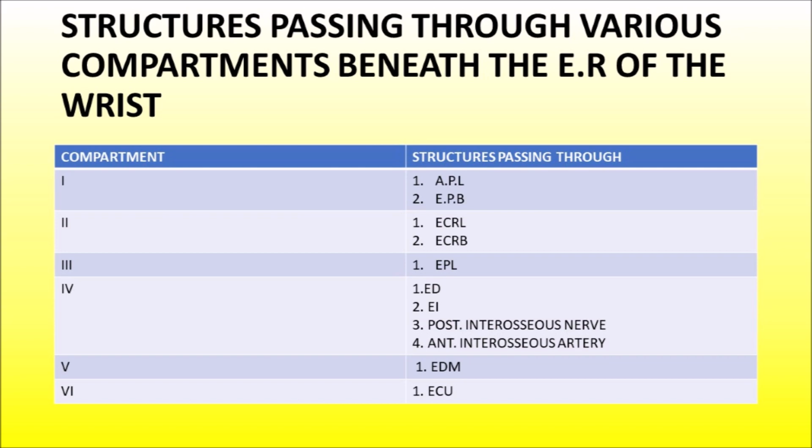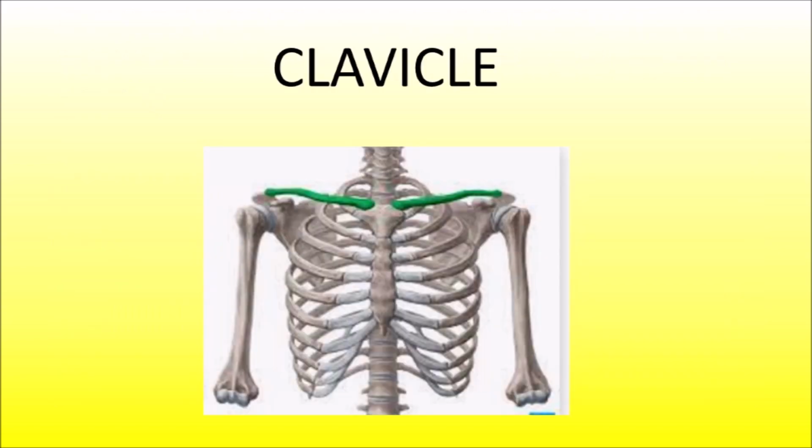The second compartment includes the extensor carpi radialis longus and extensor carpi radialis brevis. The third compartment includes the extensor pollicis longus. The fourth includes extensor digitorum, extensor indicis, posterior interosseous nerve and anterior interosseous artery. The fifth compartment includes the extensor digiti minimi, and the last compartment, which is the sixth compartment, includes the extensor carpi ulnaris. Let us move on to the next important short note, which is the clavicle.